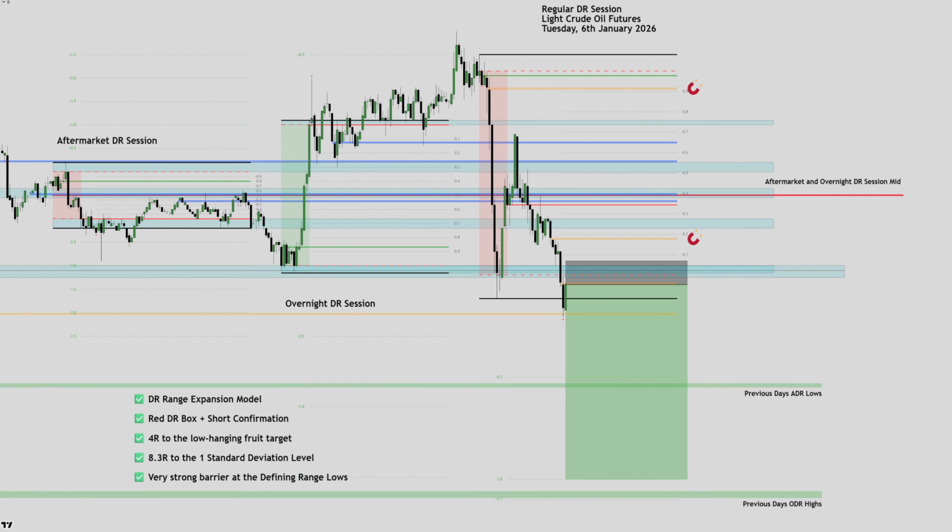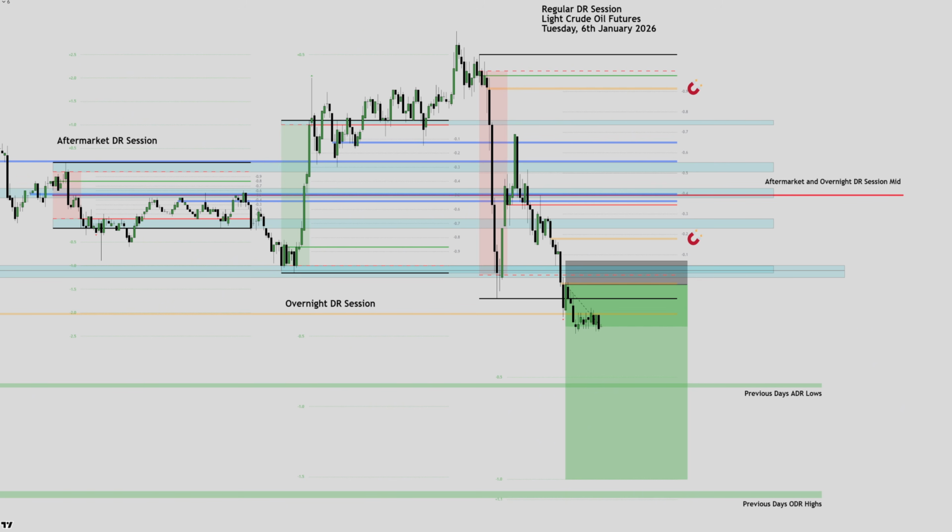At this point, you have multiple confluences aligning. A DR range expansion model, a red DR box with a short confirmation, approximately 4R potential to the plus 0.5 standard deviation level, more than 8R potential to the 1 standard deviation level, and a strong barrier at the defining range lows that ideally needs to hold. Fast forward. Price declines and reaches all predefined targets, levels that were identified using nothing more than the IDR Basics.